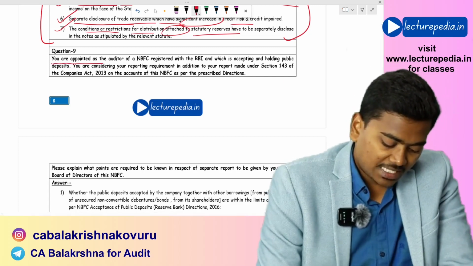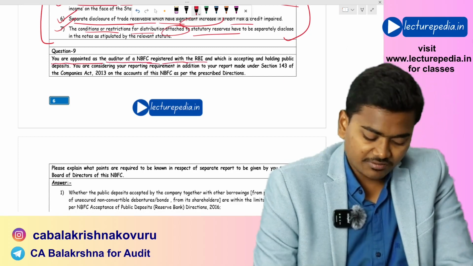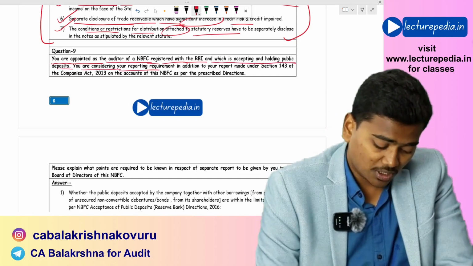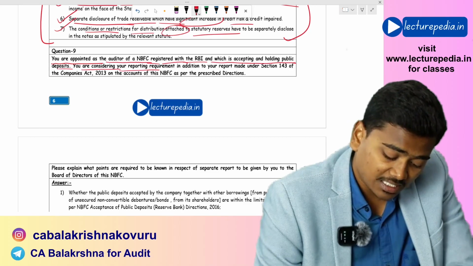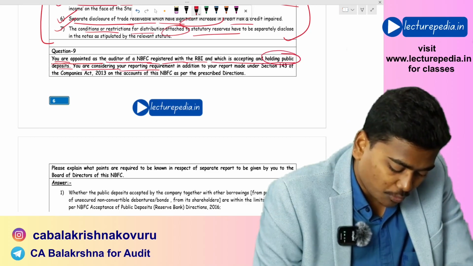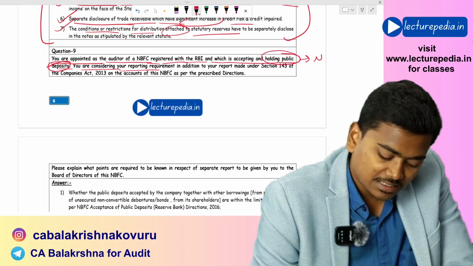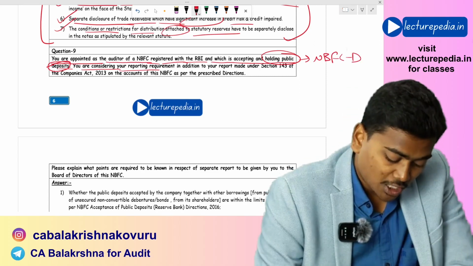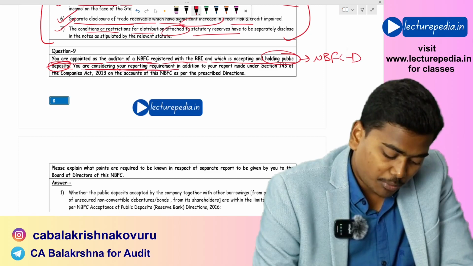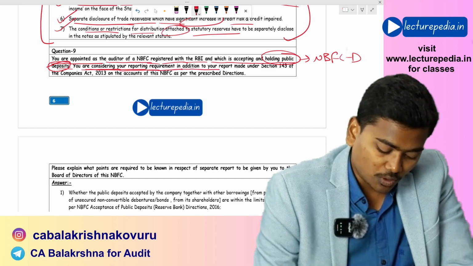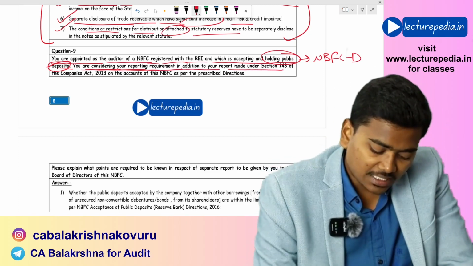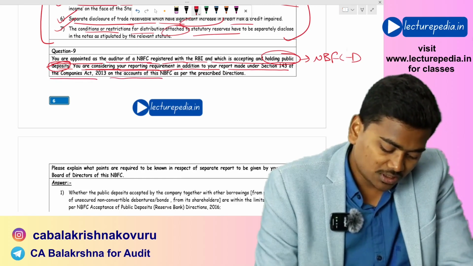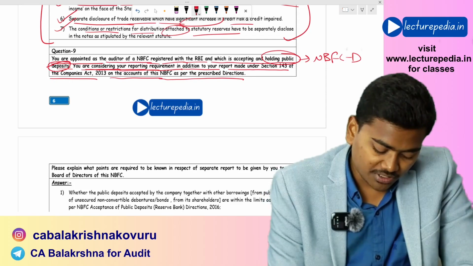You are appointed as auditor of an NBFC registered with RBI and which is accepting and holding public deposits. You are considering your report. Here he is saying it is accepting public deposits. That means it is an NBFC-D, accepting public deposits. You are considering your reporting requirements in addition to your report under section 143 of the Companies Act 2013 on the accounts of this NBFC as per the prescribed directions.